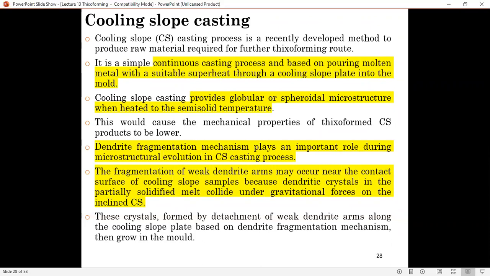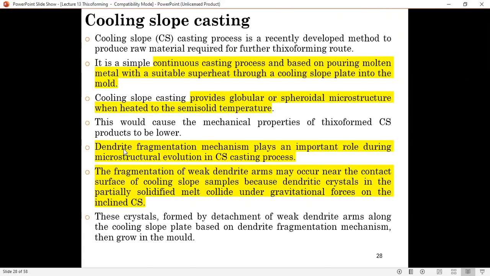So the metal will move down the slope into the mold. This will provide a globular or spherical microstructure when heated to the semi-solid temperature. The reason why this happens is basically dendritic fragmentation.